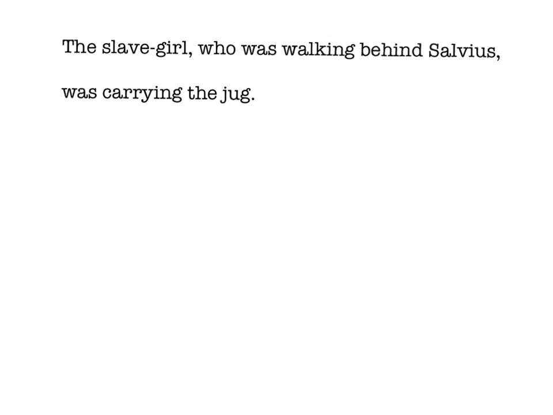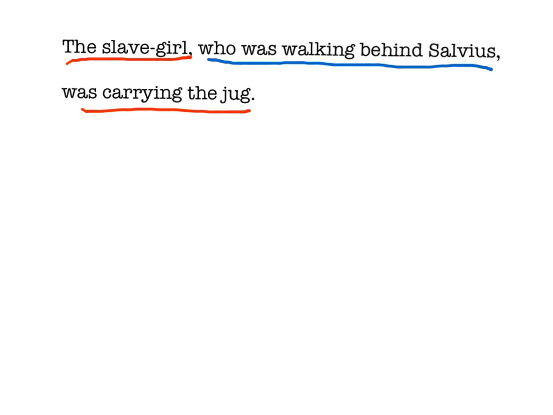Here we have, the slave girl who was walking behind Salvius was carrying the jug. The main part of our sentence is, the slave girl was carrying the jug. In the middle of our sentence, we have this clause, who was walking behind Salvius. This gives us a little bit more information about the slave girl.